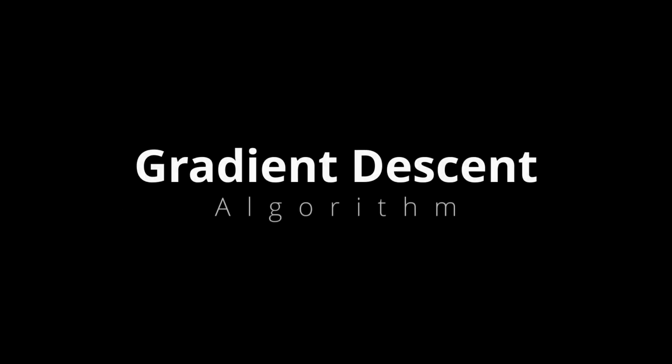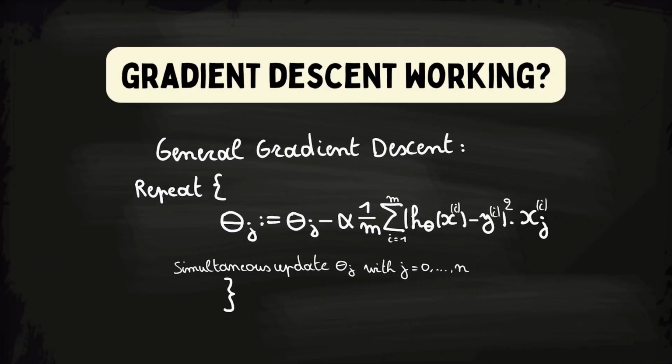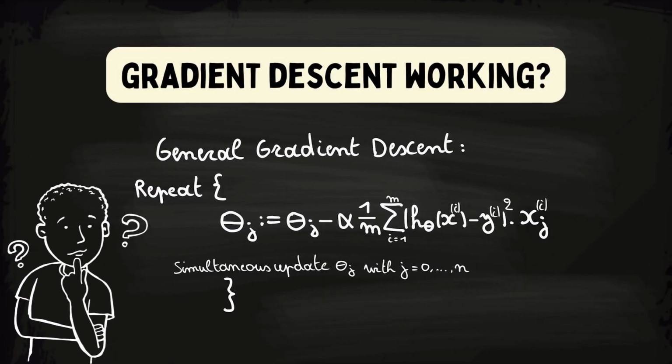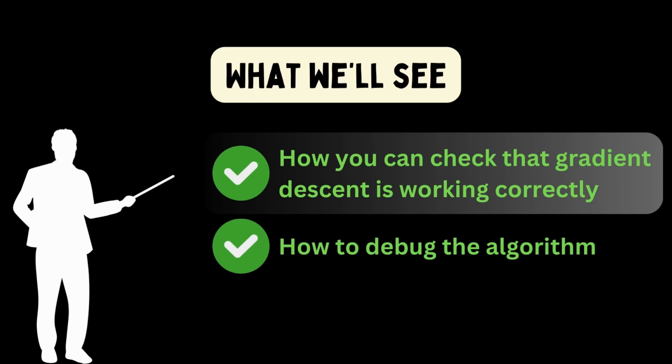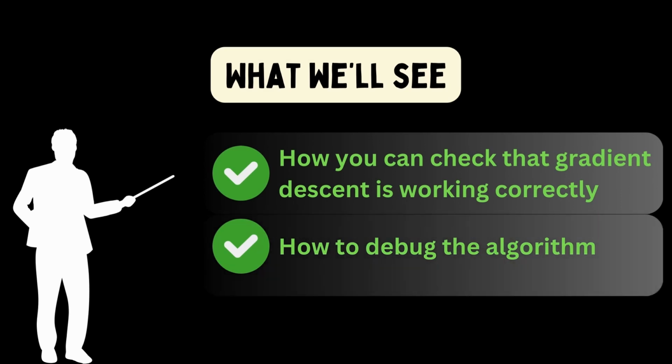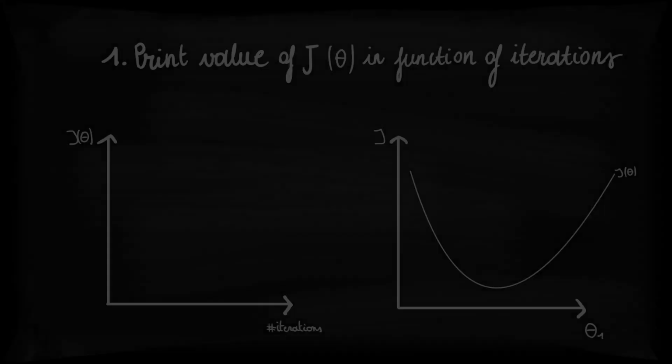Now that we understand the full gradient descent algorithm, how can we know for sure that the algorithm is working correctly? Well, that's what we'll see in this video. We'll teach you how you can check that your gradient descent algorithm is working correctly and how you can debug it efficiently. Let's jump straight in.